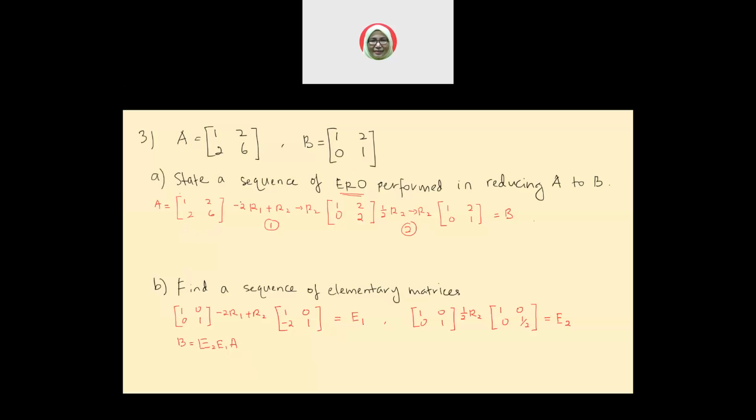Right. Question B, find a sequence of elementary matrices. Question A was the sequence of row operations. Now a sequence of elementary matrices means we want to find two elementary matrices, because in 3A we got 2 row operations. So we get only two elementary matrices. Row operation 1 will give E1, row operation 2 will give E2. So B equals E2 multiplied by E1 and then multiplied by A. I hope you understand this.